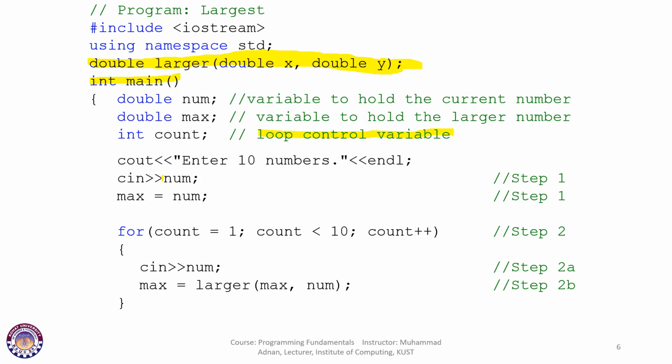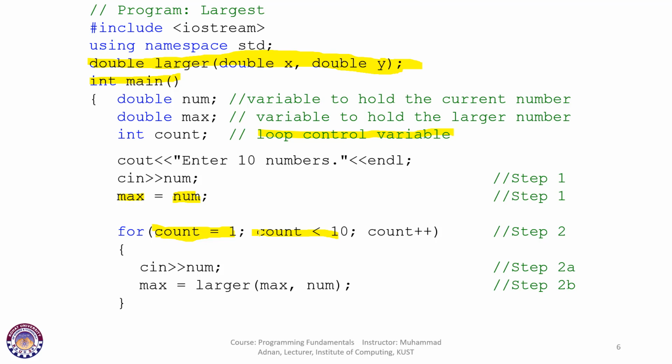So the user has entered the first number in num, and then the num is stored into the max variable. So far, because we have a single variable, this variable is the largest, but we are going to accept numbers one by one from the user and compare each number with the value stored in max, and whatever is the maximum, that value is stored in the max variable. So we are going to use a for loop which has three components: initialization, testing, and incrementation.